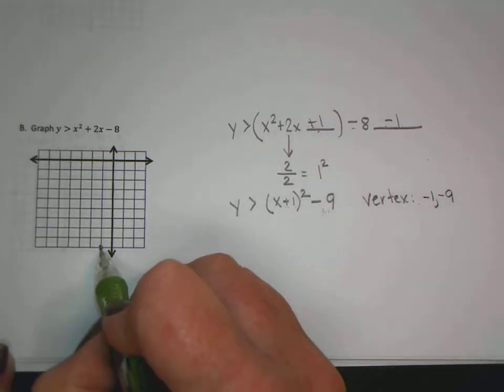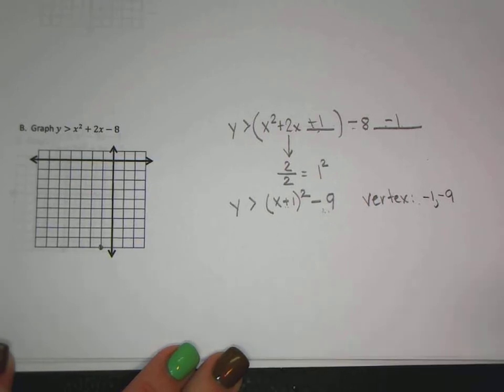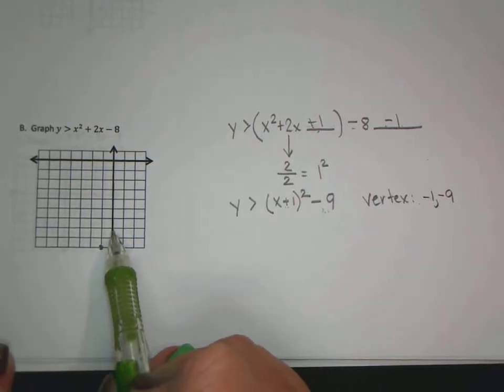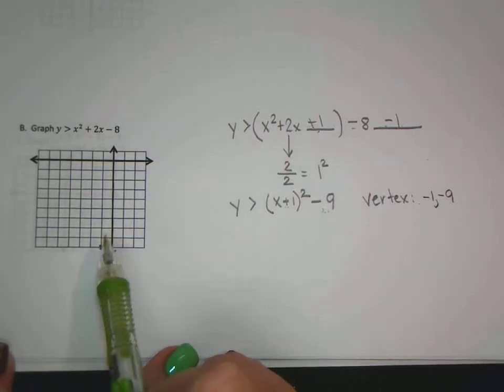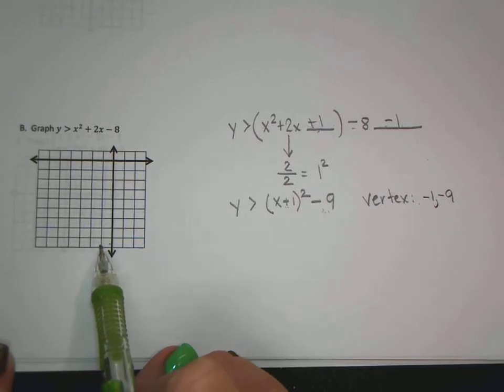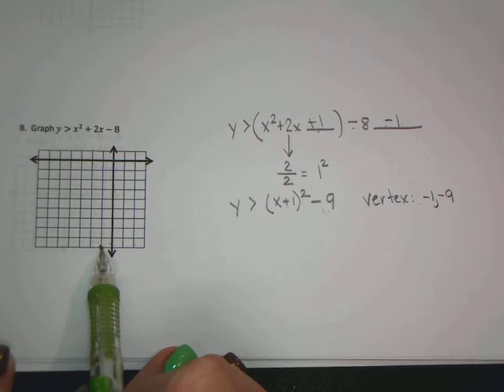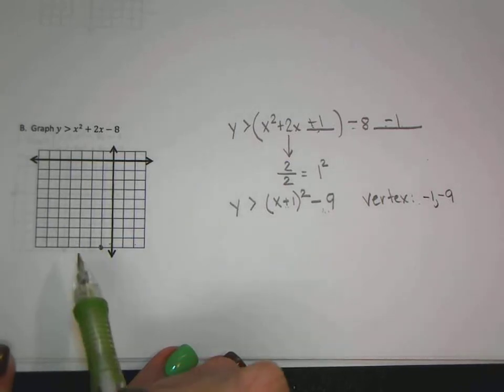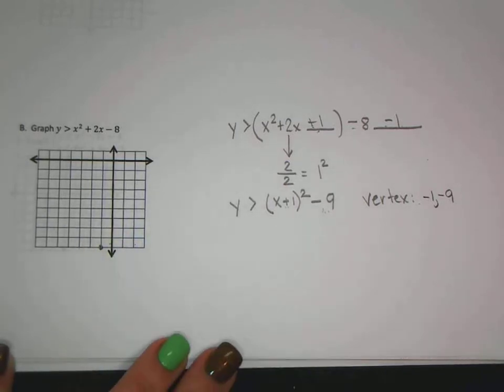All right, so we have our vertex. What would be a good x value to choose? I would choose 0. 0 is easy math, and it's to the right of the vertex. Now, could you choose positive 1 or positive 2? Sure. Could you choose negative 2 or negative 3? Sure. But make your life easy.